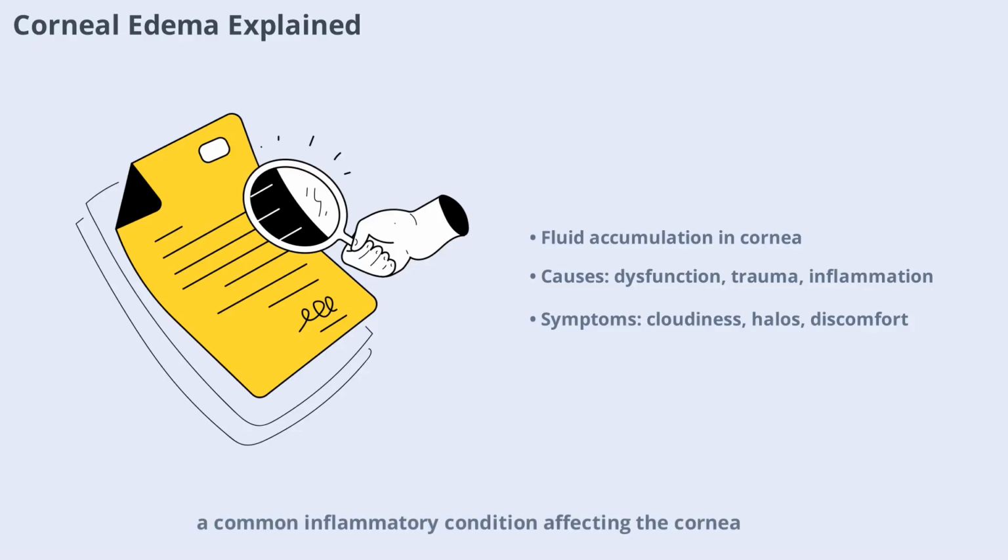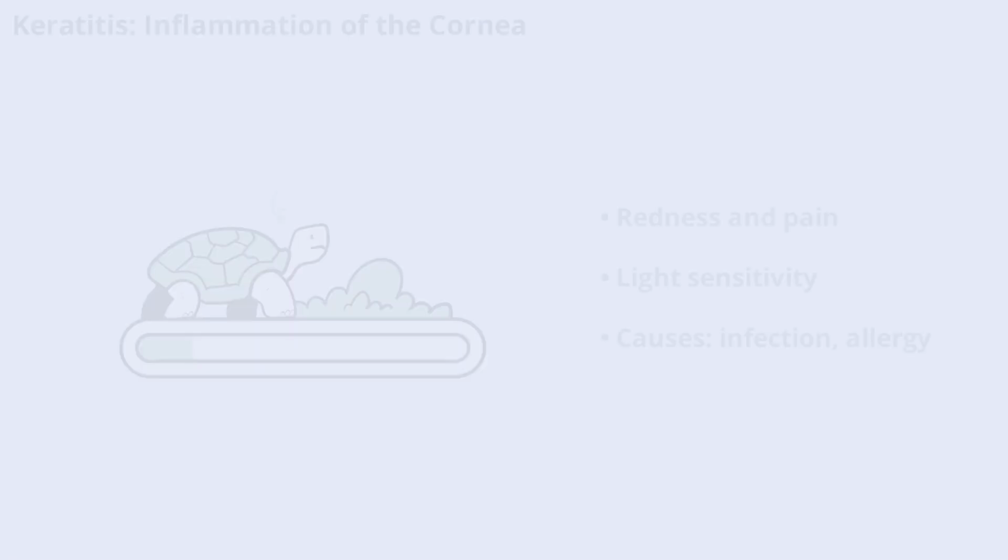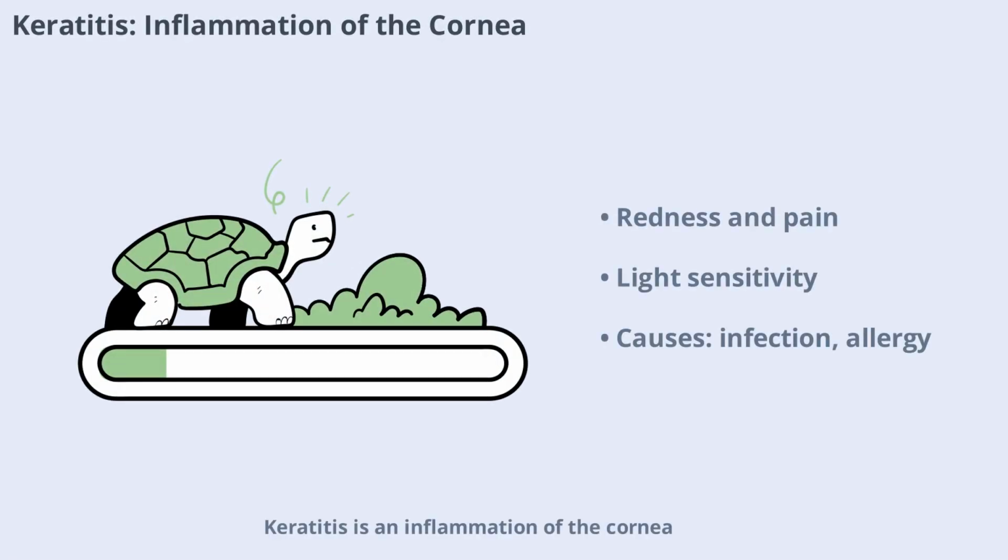Next, we'll discuss keratitis, a common inflammatory condition affecting the cornea. Keratitis is an inflammation of the cornea, often presenting with redness, pain, and sensitivity to light. The cornea becomes swollen and infiltrated with immune cells, leading to congestion and sometimes ulceration. Keratitis can be caused by infections, bacterial or fungal, spread from nearby tissues, or even allergic reactions. Early recognition and treatment are vital to prevent complications like scarring or vision loss.